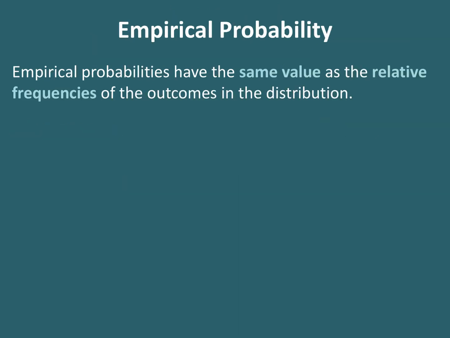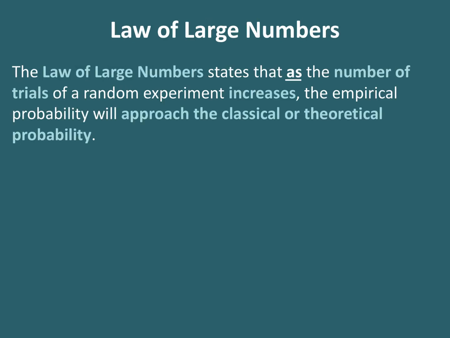Empirical probabilities have the same value as relative frequencies of the outcomes in the distribution, something we have actually some experience with from previous sections. The law of large numbers states that as the number of trials of a random experiment increases, the empirical probability will approach the classical or theoretical probability.